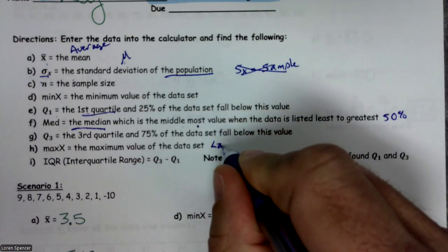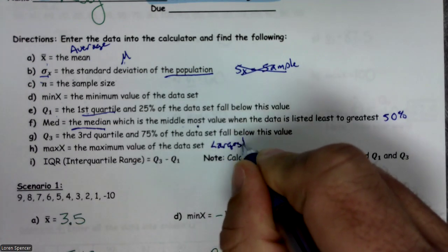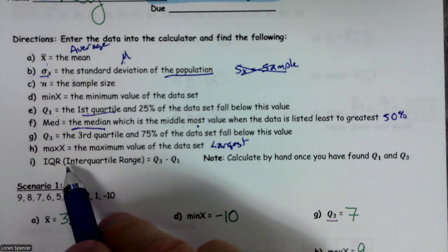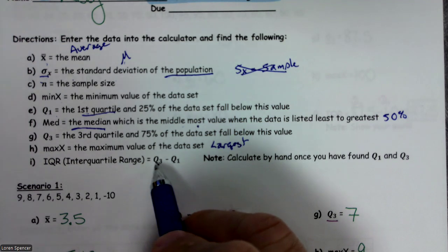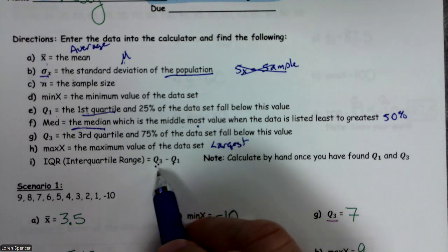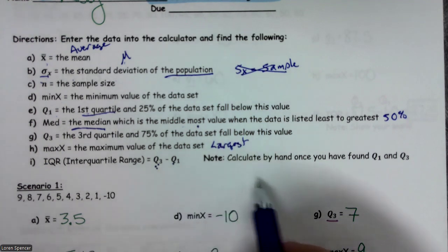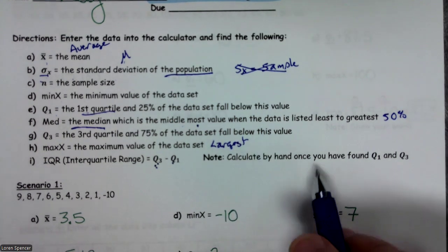It's the largest value. And then we have this thing called IQR, interquartile range, and it's the middle 50%. It's 75% minus 25%, so it's the middle 50%. It's Q3 minus Q1. All right?